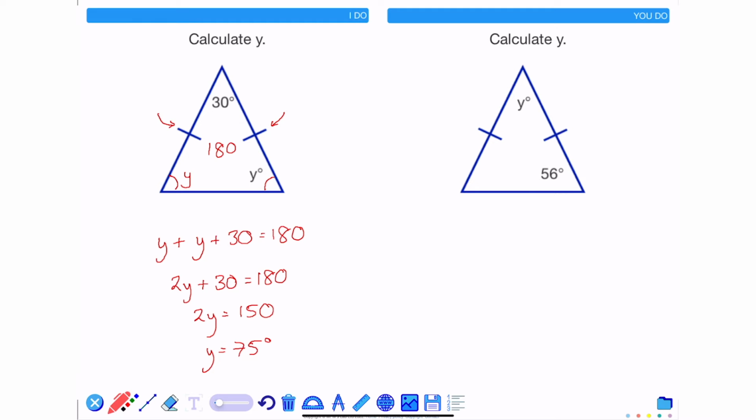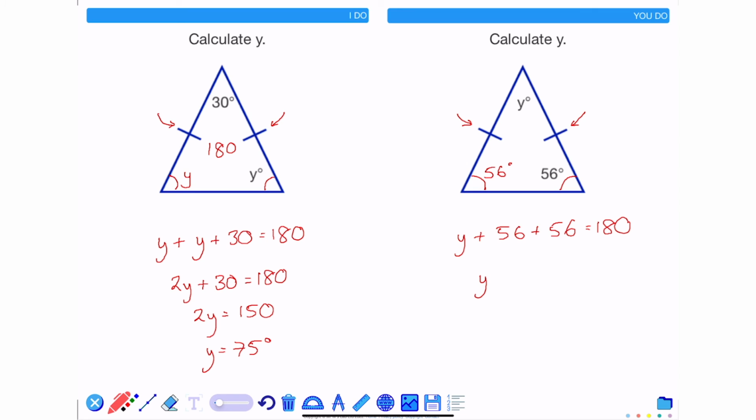So the first thing to do will be to highlight where my equal length sides are, because identifying where they are highlights where the two angles are going to be equal within the isosceles triangle. If the angle in the bottom right is 56, the angle in the bottom left in this case will also be 56 degrees. Knowing that all of these angles have to add up to 180 degrees, I can create the equation y plus 56 plus 56 is equal to 180 degrees.